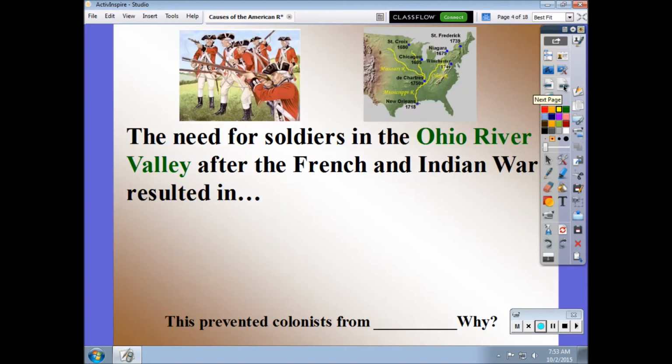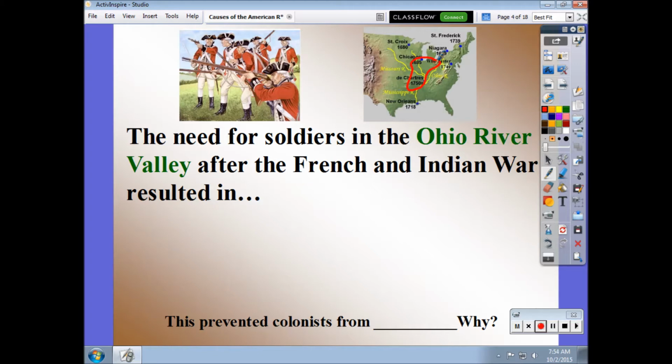The first event that really sparks criticism by the colonists is based upon something that happens in the French and Indian War. When the war is over, there are an awful lot of British soldiers in this area, the Ohio River Valley. There are forts there, and British soldiers, and they were there because there were still Indians in that area, despite the fact that the French had left, and those Indians were still hostile.